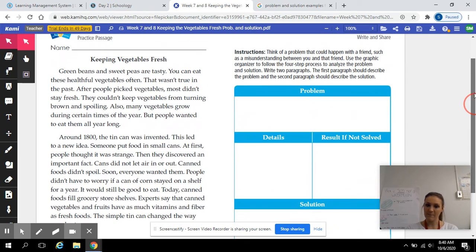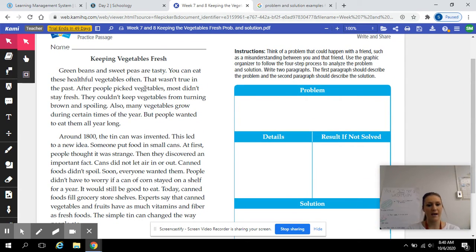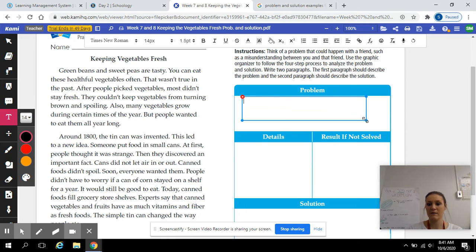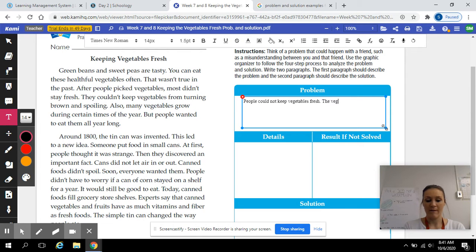So this one's pretty easy. So my problem is that I can find it in the first paragraph. People were having a hard time keeping vegetables fresh and keeping them from spoiling. So I'm going to put that in my problem. So I'm going to insert my text box. So let's see. People could not keep vegetables fresh. The vegetables continued to turn brown and spoil.